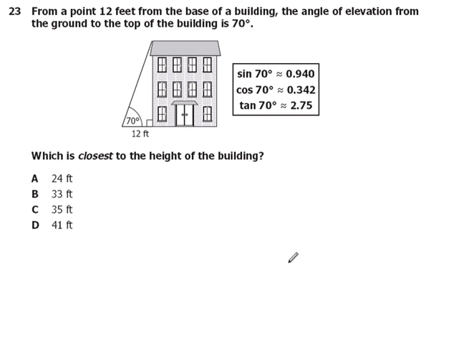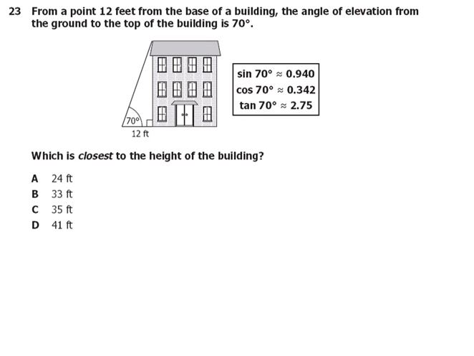This is a 2008 Geometry SOL. Question number 23. From a point 12 feet from the base of the building, the angle of elevation from the ground to the top of the building is 70 degrees. Which is closest to the height of the building?